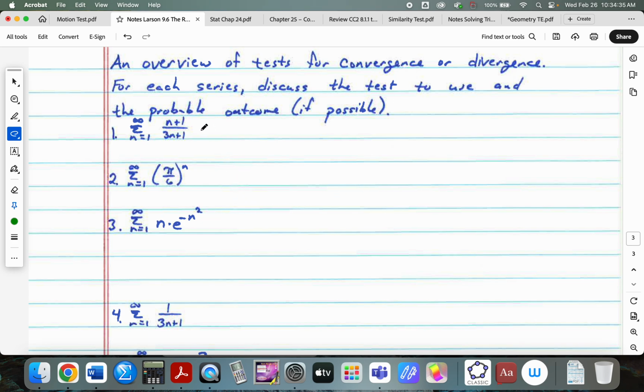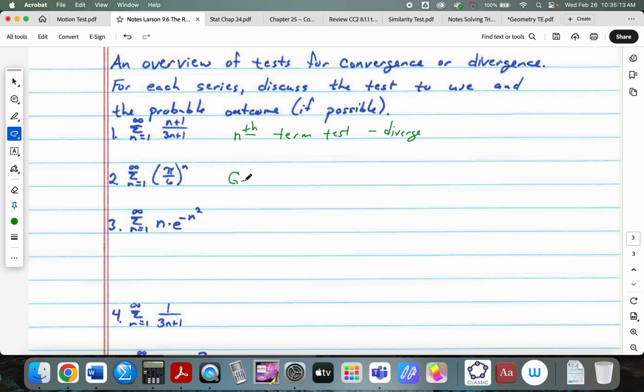So for this one, for example, what test would you use? Yeah, nth term test. And I think you can do this in your head. Is this going to converge or is this going to diverge? It's going to diverge, because the limit as n goes to infinity of a sub n is not 0. All right, what about number 2?